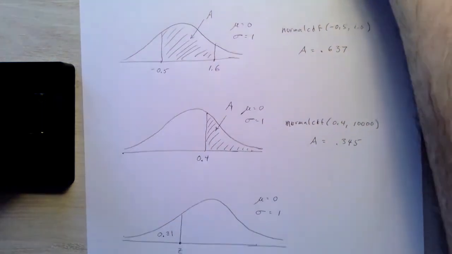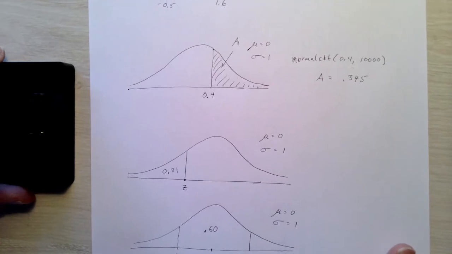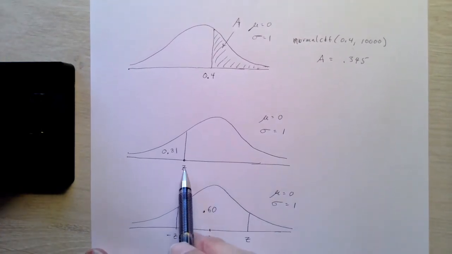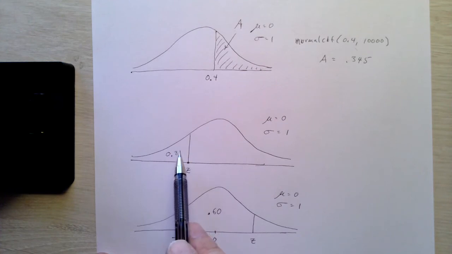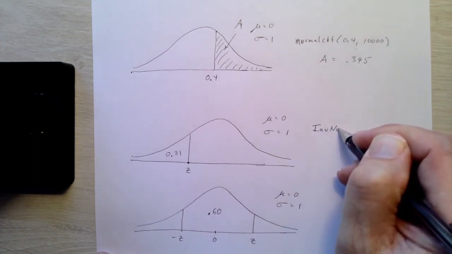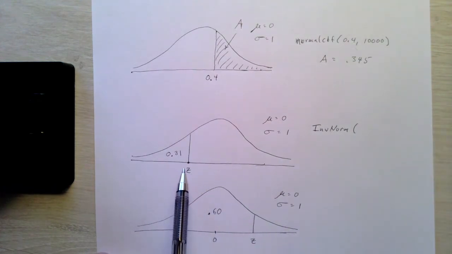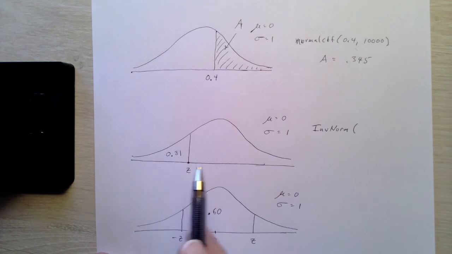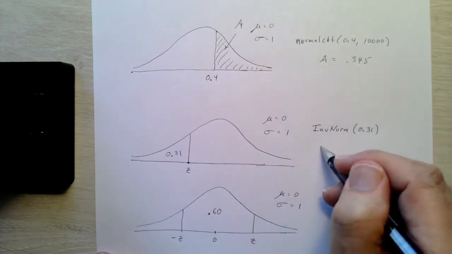Now, the other command you use is for when, let's say, you're given the area and you want to find the boundary. In this case, let's say the area under the curve is 0.31, and in that case you use the inverse norm function. You enter the area to the left of the number you're trying to find. It's always the area to the left, which at this point is 0.31. So that's what z is.